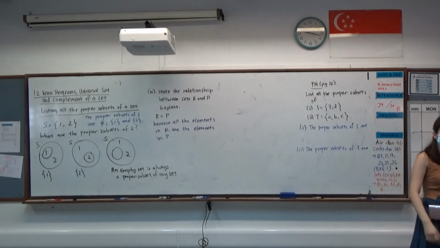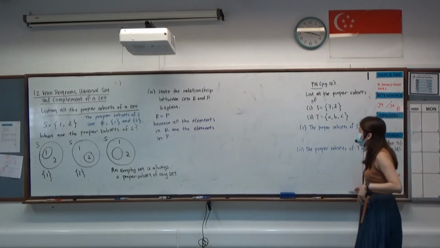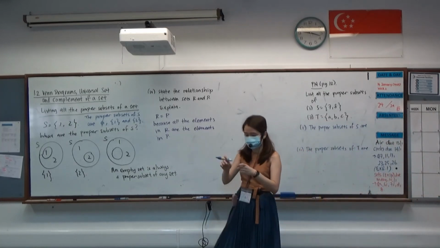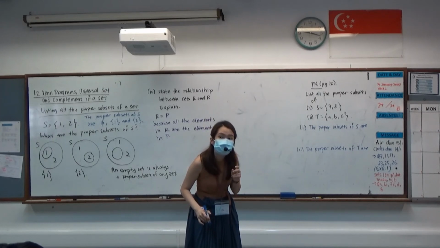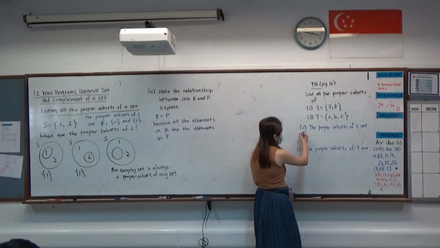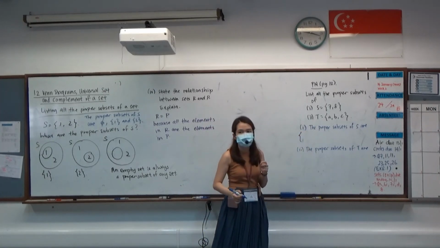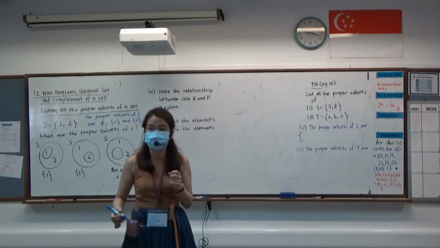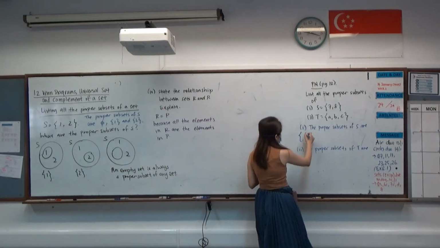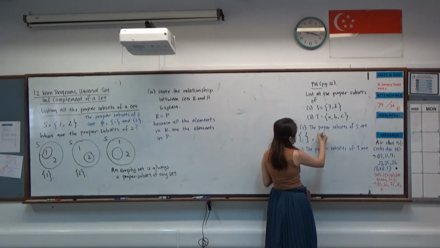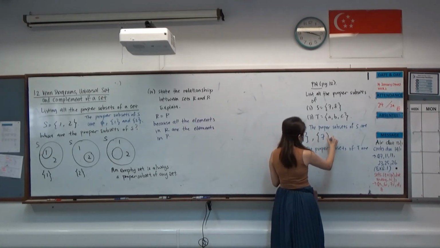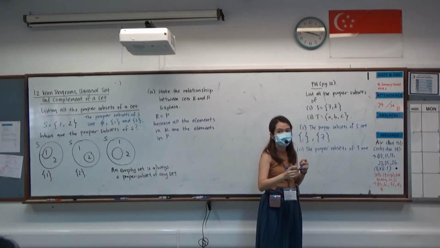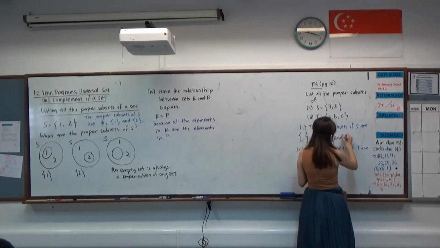Okay, are we done? Alright. Anson, could you tell me what's the answer for part 1? Empty set. How do you write an empty set? Just the curly brackets. Okay, then after that, what else? Set containing 7, and set containing 8.